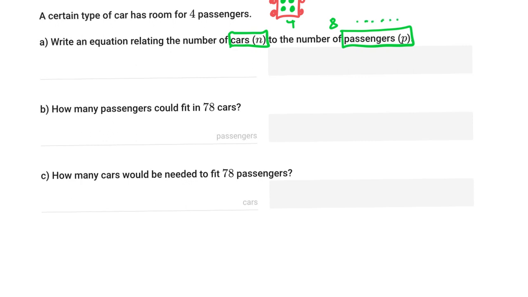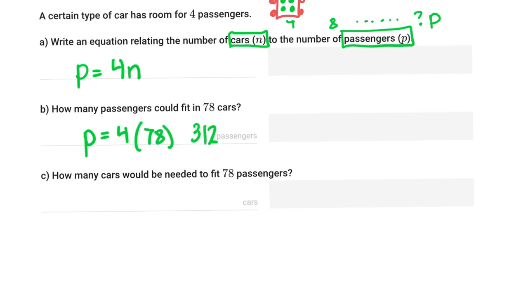If we had N cars, how many passengers would we have? That is our P. So every time we are multiplying the N by 4. So P is equal to 4N. So if we wanted to figure out how many passengers could fit in 78 cars, we would just go 4 times 78. And that gives us 312 passengers.